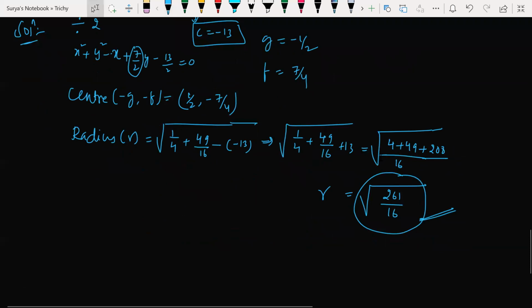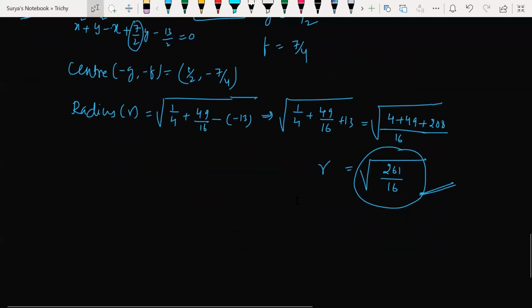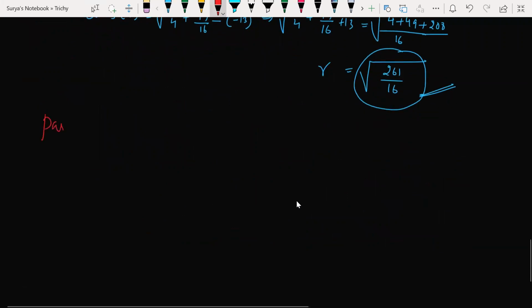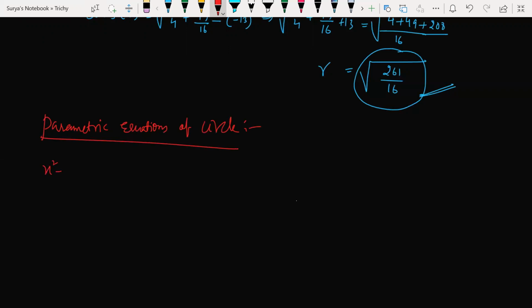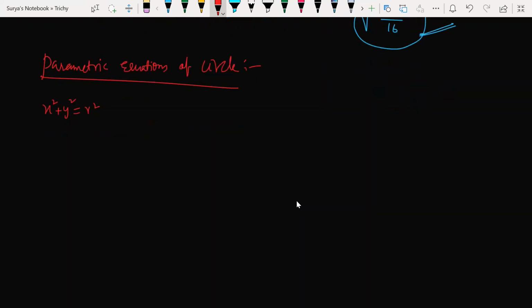Okay, so next we'll talk about parametric equations of a circle. Next concept is what? Parametric equation. Parametric equations of circle. Of which circle? If I talk about, देखो मैं parametric equation of this circle is what? And parametric equation of this circle is what?